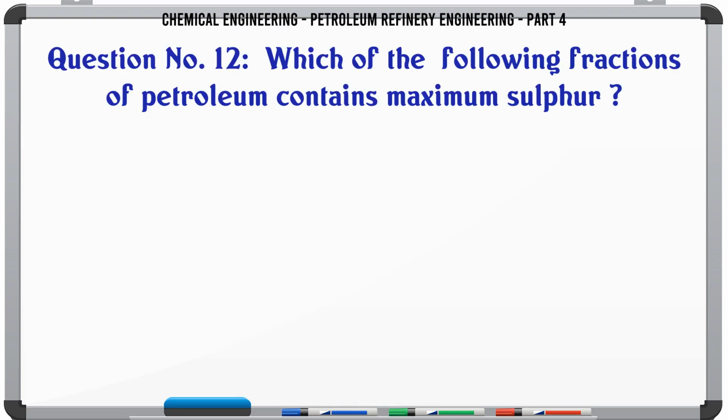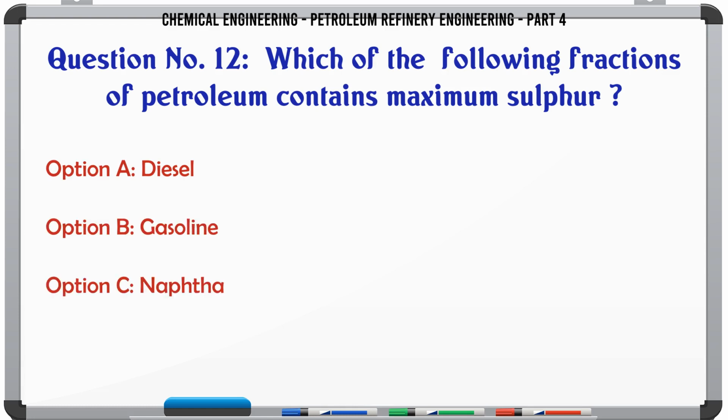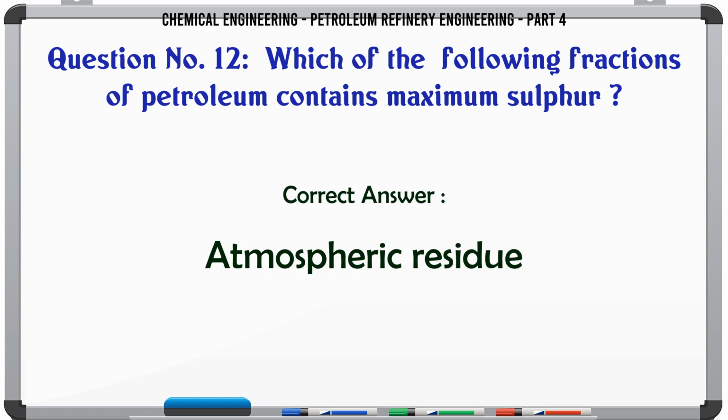Which of the following fractions of petroleum contains maximum sulfur? A. Diesel, B. Gasoline, C. Naphtha, D. Atmospheric residue. The correct answer is atmospheric residue.